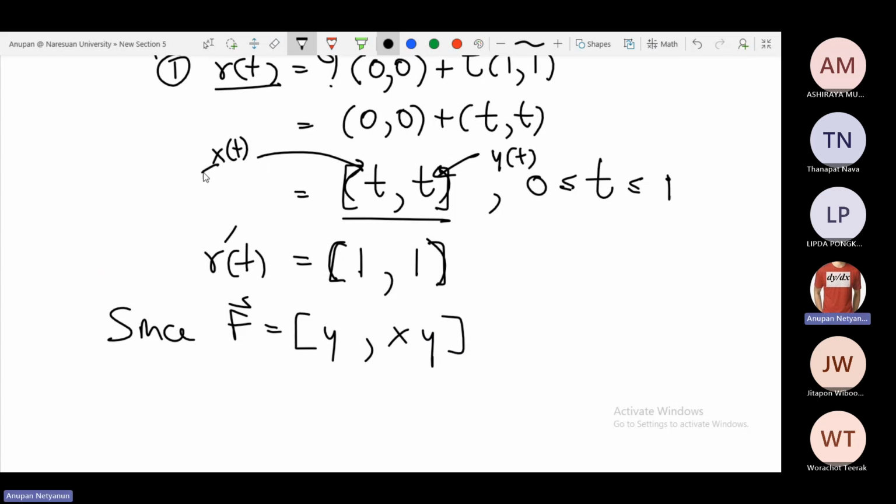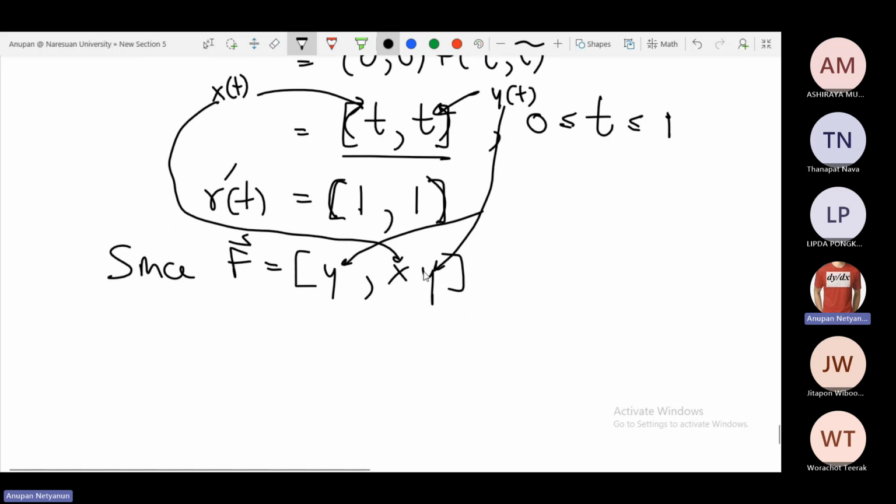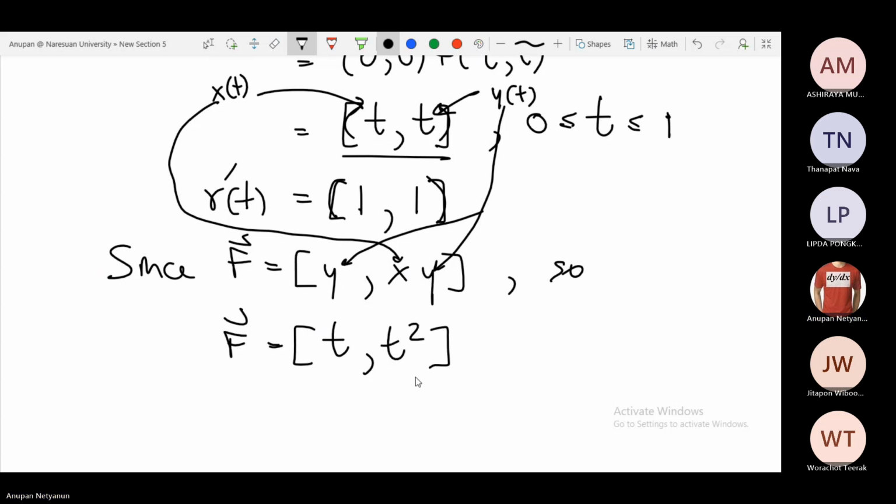So I plug in x for x here and y in terms of t in here. Okay, so what I have is x is equal to t, y is also equal to t squared. Okay, and t is between 0 and 1.